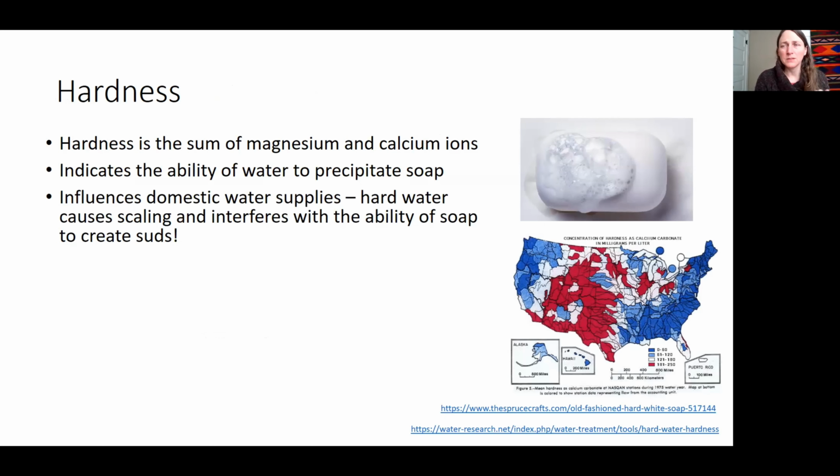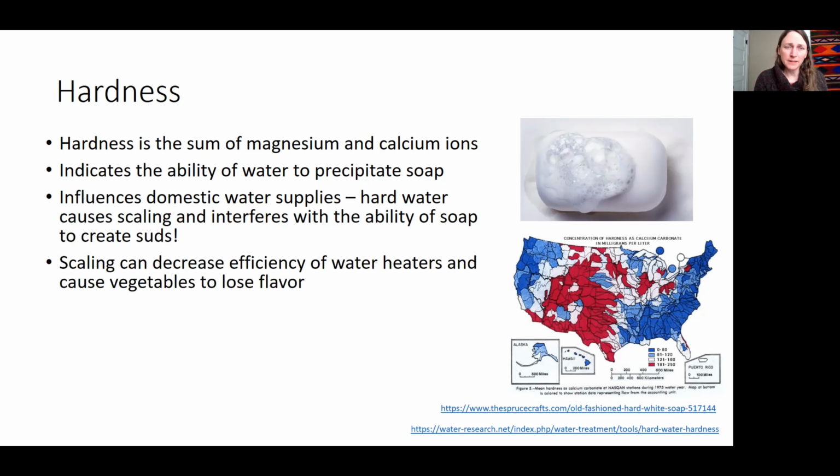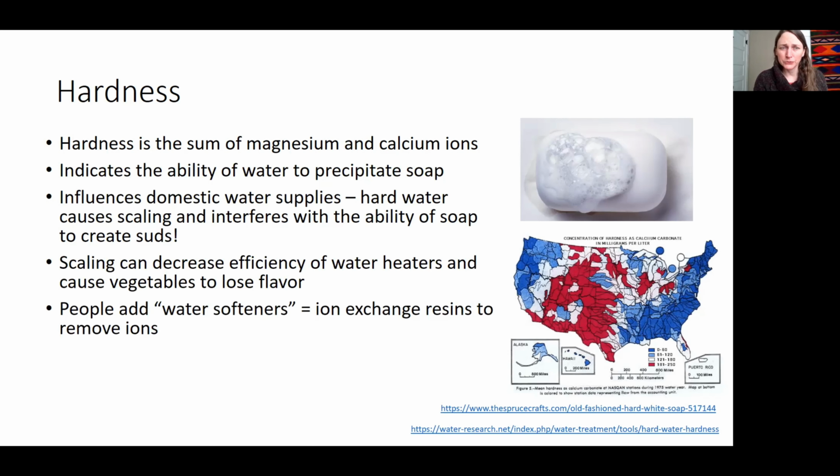So hard water causes scaling. I have really hard water at my house. So I have scaling on my teapots and coffee cups and my shower and things like that. And it interferes with the ability of soap to create suds. So hard water, you have to use more soap to get suds. Scaling decreases the efficiency of water heaters and can cause vegetables to lose flavor.